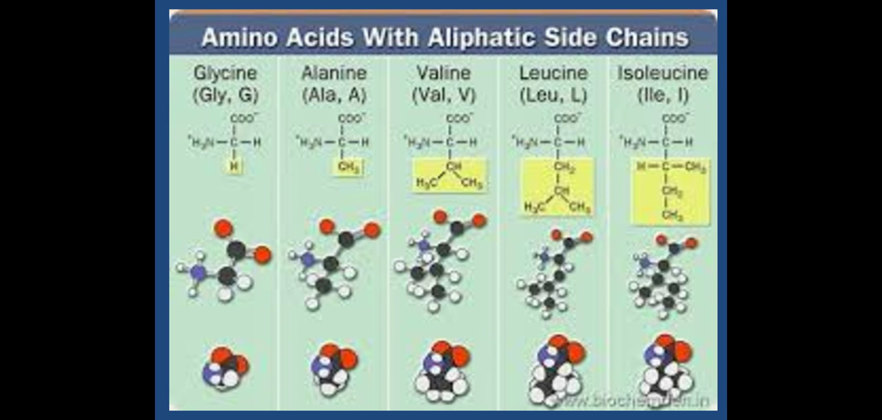Now, the structure of each amino acid. There are 5 amino acids which possess an aliphatic side chain, and these are glycine, alanine, valine, leucine and isoleucine. Glycine is the simplest amino acid, and it is the only amino acid that lacks an asymmetric alpha carbon atom. Therefore, it is an optically inactive amino acid.